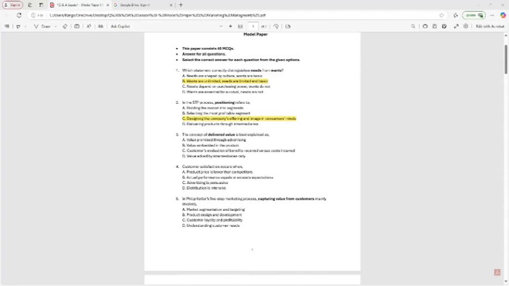So the correct answer is C. Design the company's offering and image in consumers' minds. Okay, so let's go to question number 3. The concept of delivered value is best explained as. So just read the question and try to get the answer. What is the answer?